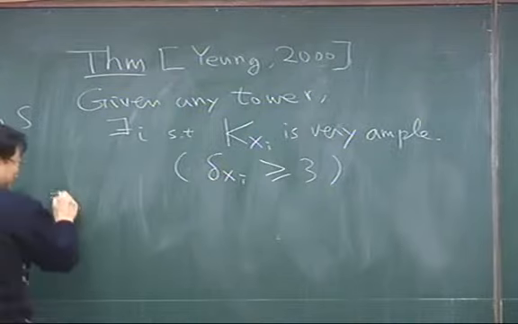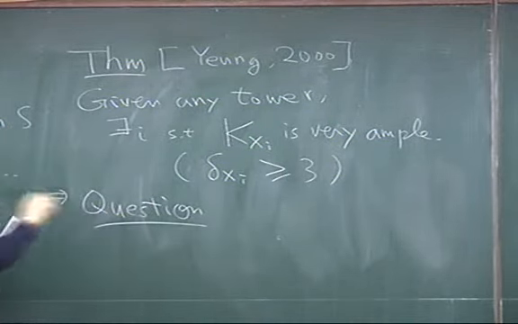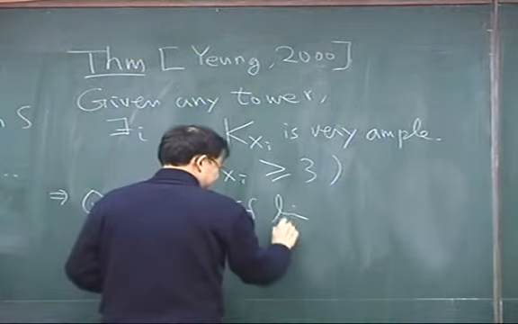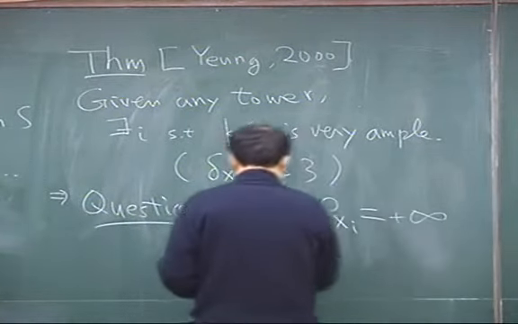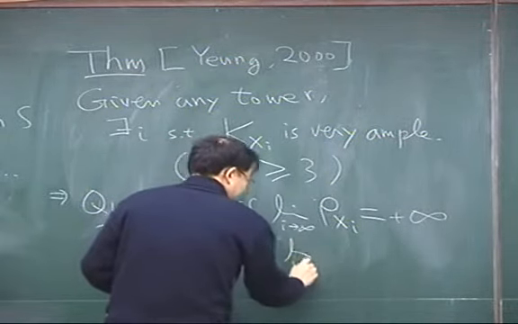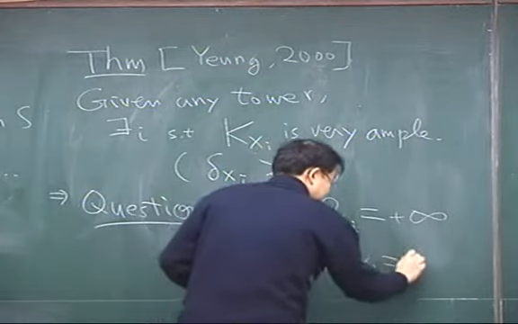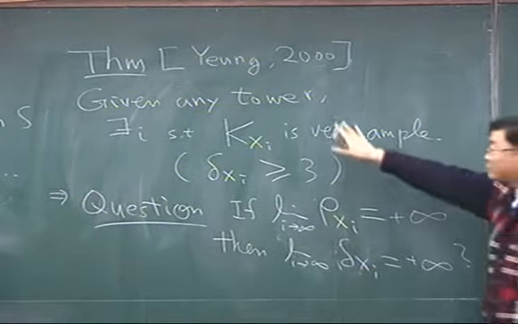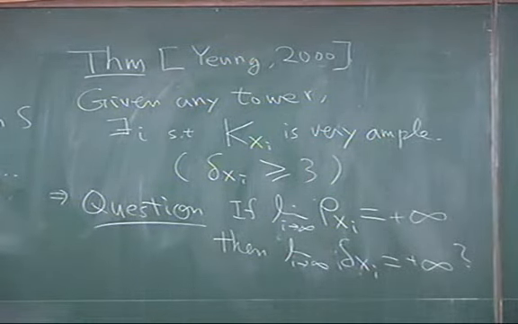So this suggests the following question. Given a sequence of Riemann surfaces, if the injectivity radius goes to infinity, does the gonality go to infinity? That's the natural question. So here it proves that it's at least 3, but is it really unbounded? That was the question.